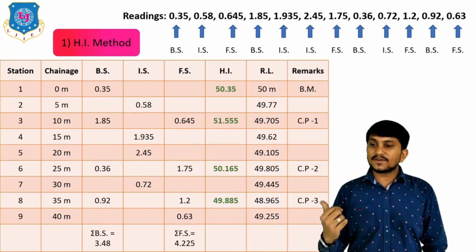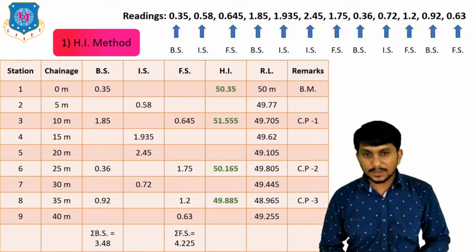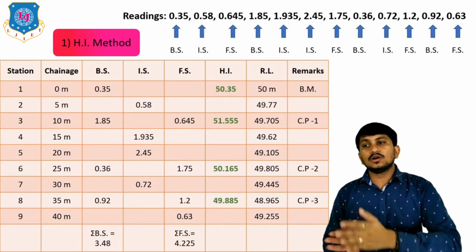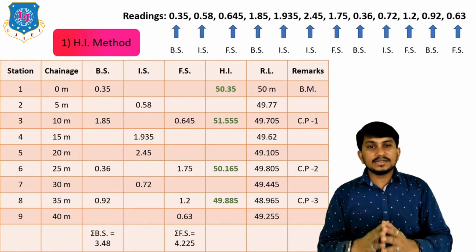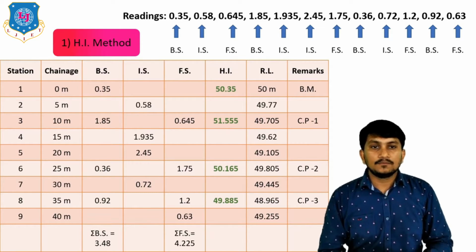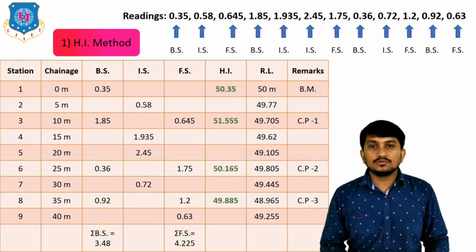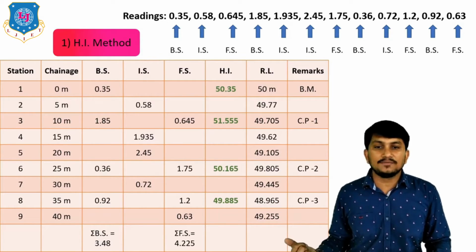Okay, 49.885 minus 0.63 gives 49.255. Okay, this is how we can calculate RL of all points using HI method. After finding this RL, we have to check this RL. For checking the RL, we have to calculate two sums, sigma BS as well as sigma FS.